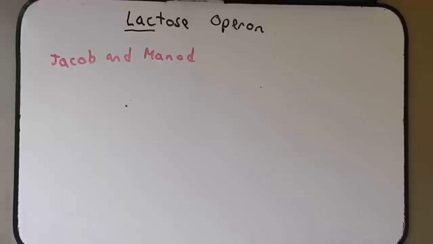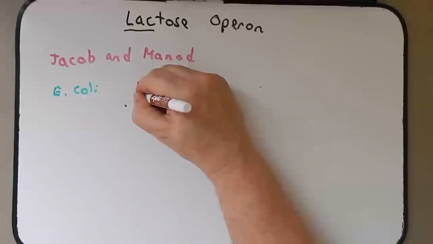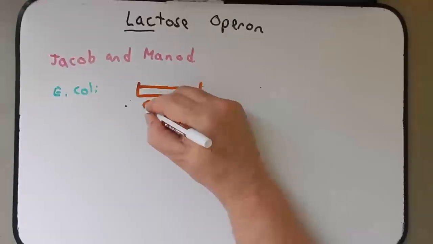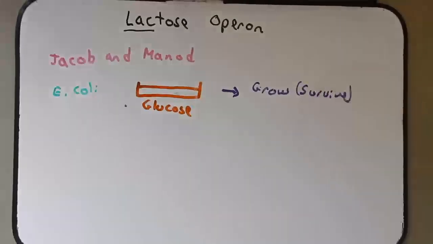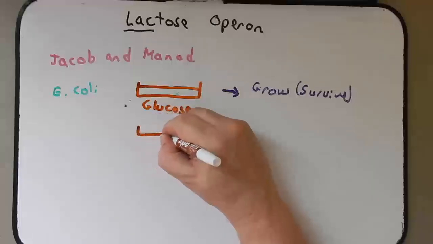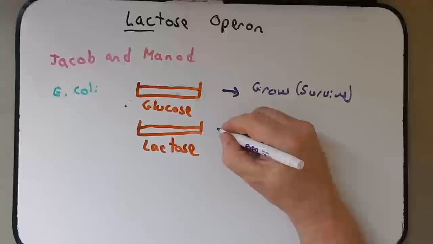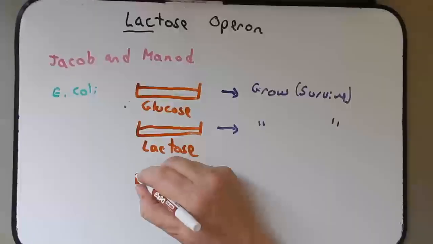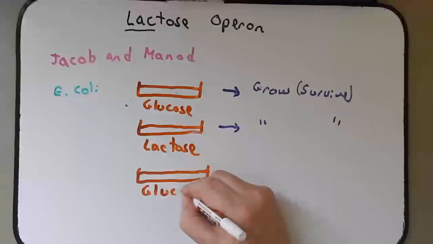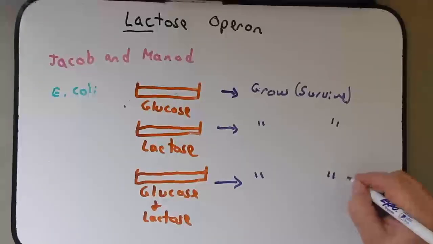In their work and other people's work, they discovered that if you took E. coli and you plated them on a plate that only contained glucose, they would grow and of course survive. They also knew if you took these same E. coli and you plated them on a petri dish that only contained lactose, that they would also grow and survive. Next, they plated them on media that contained glucose and lactose. They also grew and survived.